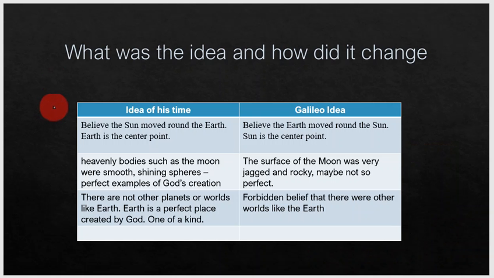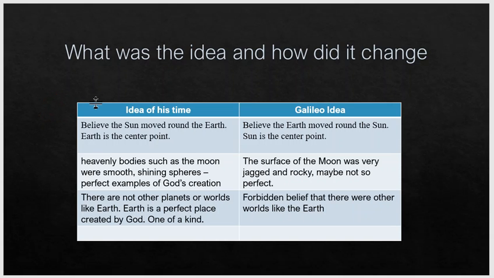So if we think about, what was the idea and how did it change? We're talking about how scientific ideas are developed and how they change over time. Galileo was a scientist. He's considered the grandfather of science. If we think about how he worked, that is the way science works. Science is an ever evolving process that tries to get better and better. It's not a static model. It changes with the times.